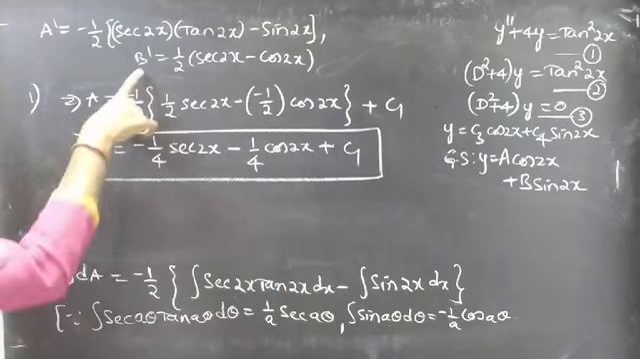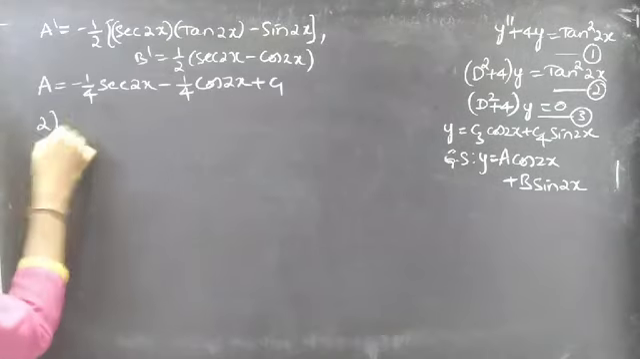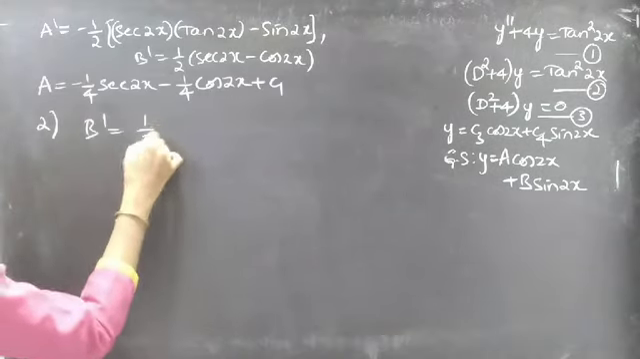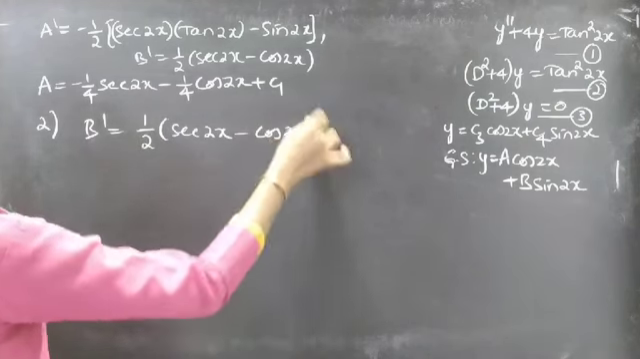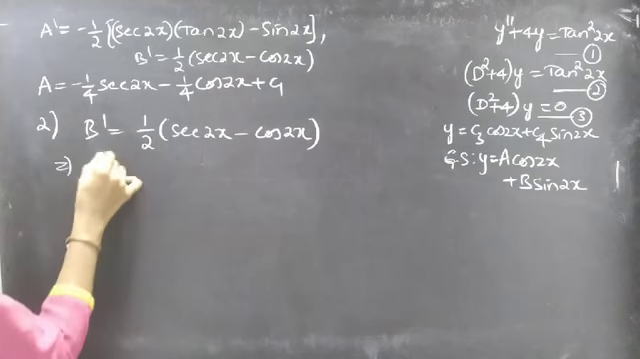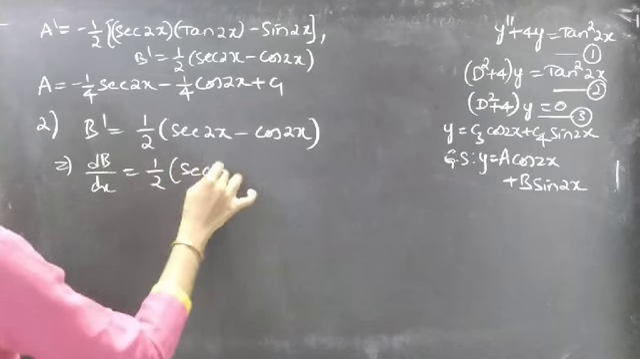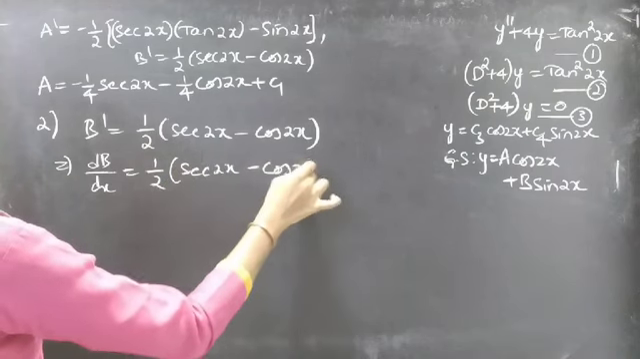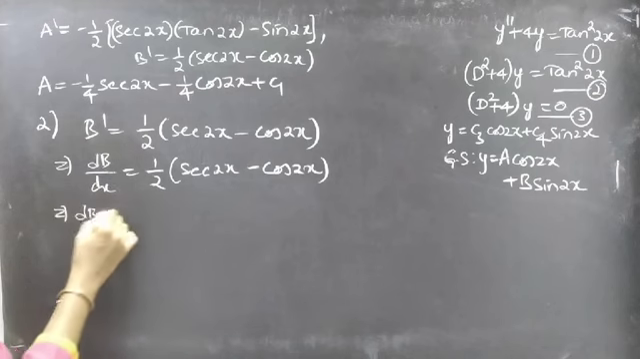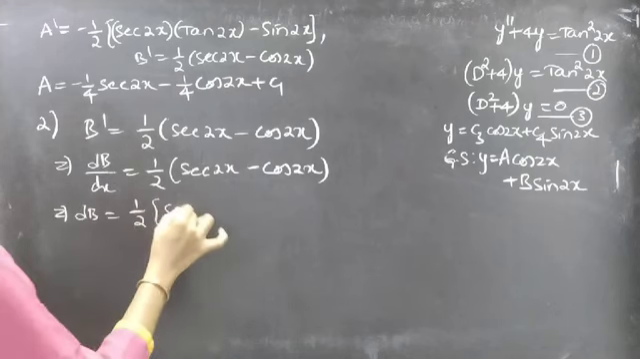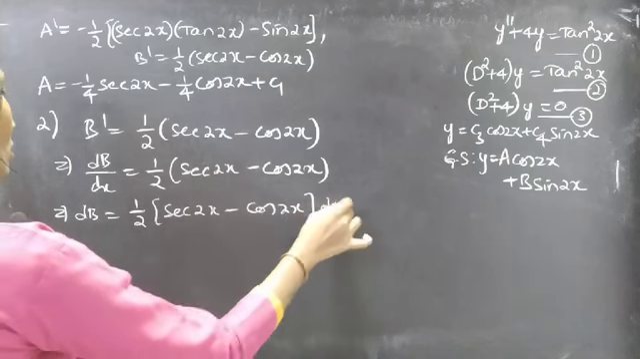Let's now find b using b dash. We have b dash equals 1 by 2 into secant 2x minus cos 2x. We know that b dash is the derivative of b with respect to x. Now we need to separate the variables. So we'll take the differential dx to the RHS and we'll get db equal to 1 by 2 into secant 2x minus cos 2x into dx, right?